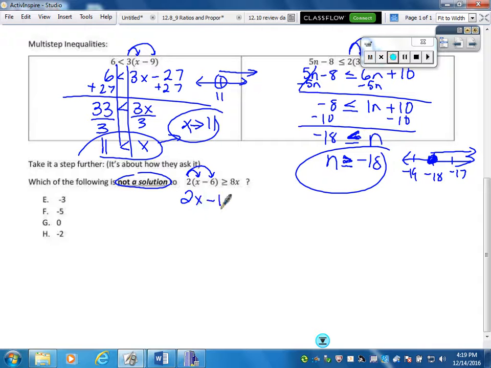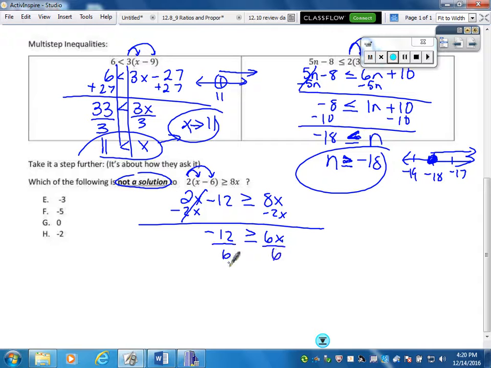So 2x minus 12 is greater than or equal to 8x. I've got too many variables, and I've got to subtract the 2x because I don't have anything over here left if I get rid of the 8. So I've got negative 12 is greater than or equal to 6x. Divide by my 6, and x is less than or equal to negative 2. See the way I said that? I started over here with my x, so that's how we switch it around again. So x is less than or equal to negative 2.